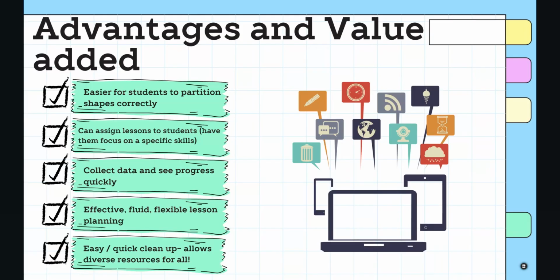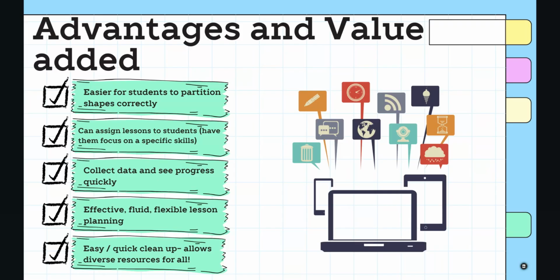Advantages and values added. With these added technologies, it's easier for students to partition shapes correctly. At the third grade level, a lot of our students make very common mistakes with their spatial awareness. They don't have those gross motor skills, those fine motor skills to be able to partition those shapes equally, and that gives misconceptions when they're trying to find their own comparisons.